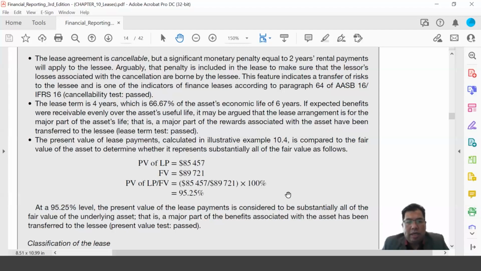If you look at this present value of lease payment, we paid 85,457, which is equivalent to 95% of the asset's fair value. So in this case, we can say that the lease payment is considered to be substantially all the fair value of the underlying asset. So this falls under the present value test.